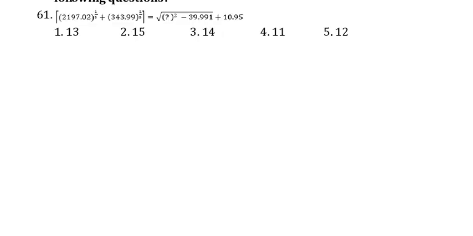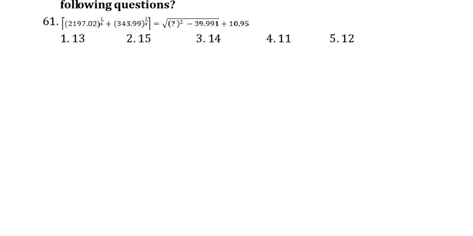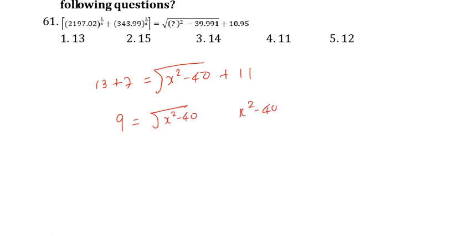2197 approximate, 2197.02. So cube root of 2197, that is 13, plus cube root of 343, that is 7, is equal to x square minus 40, root plus 11. Now 20 minus 11 is 9. 9 is equal to root of x square minus 40, or else x square minus 40 is equal to 81, x square is equal to 121, x is equal to root 121, that is 11. So 11 is the correct answer.